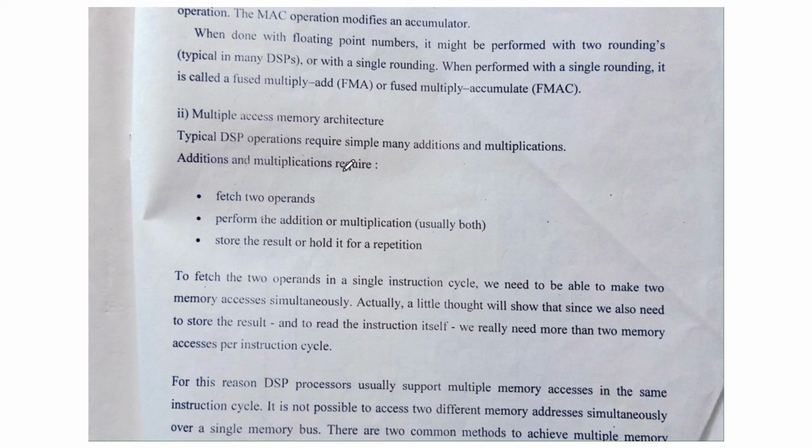A typical DSP operation requires simply addition and multiplication. Addition and multiplication require fetching two operands, performing the addition or multiplication, and storing the result or holding it for repetition. To fetch the two operands in a single instruction cycle, we need to be able to make two memory accesses simultaneously. Actually, a little thought will show that since we need to store the result and read the instruction itself, we really need more than two memory accesses per instruction cycle.